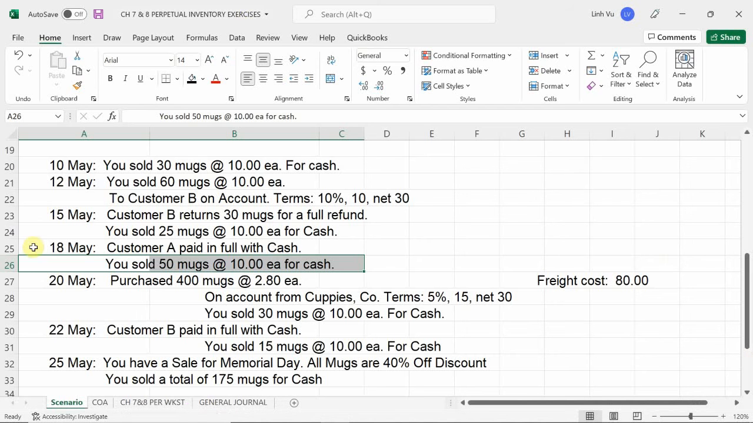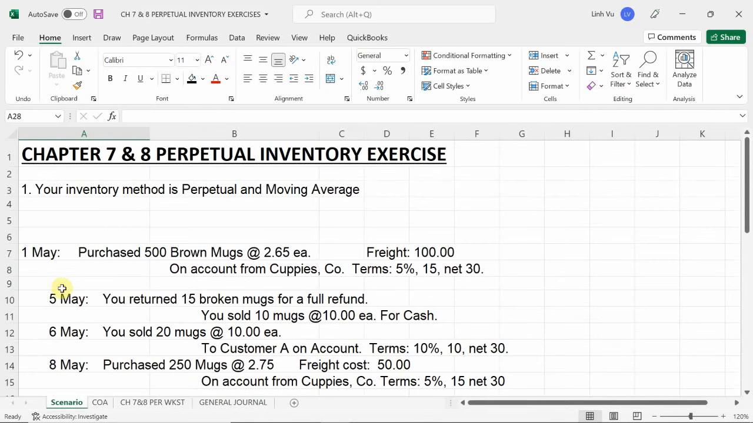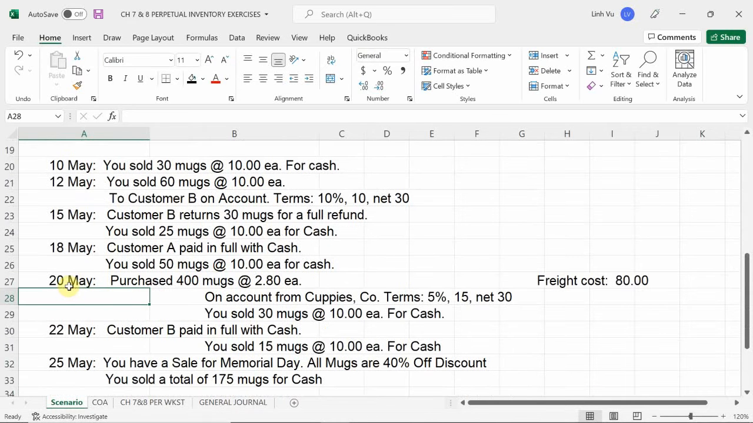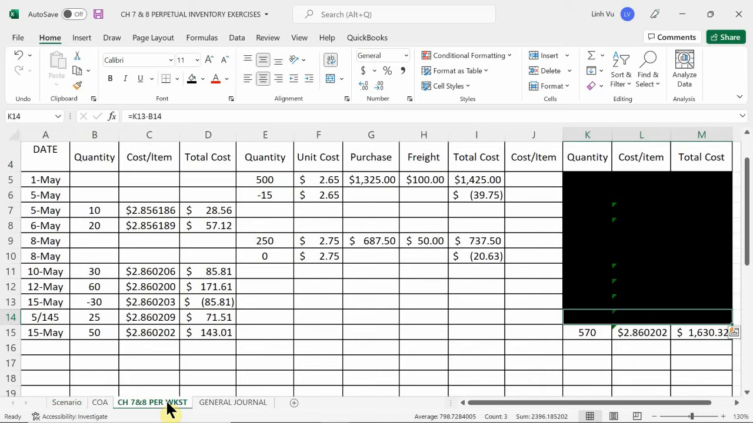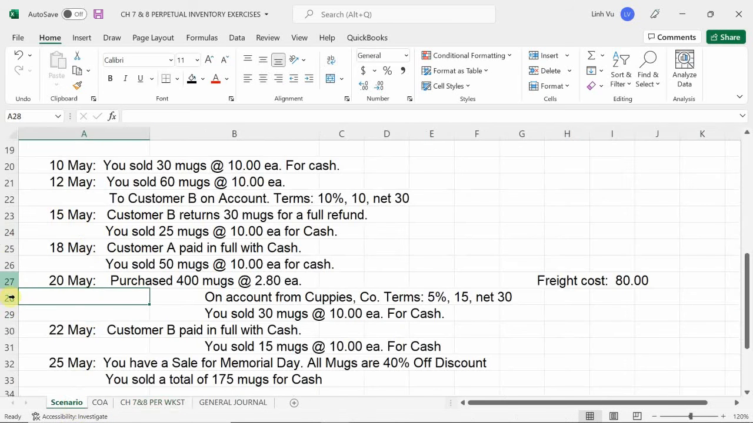All right, so we are going back to the chapter 7 and 8 exercises here. This is where we last left off. We finished our transaction on the 18th. Right now we currently have 570 units available on hand. So let's see what happened next on May 20th.